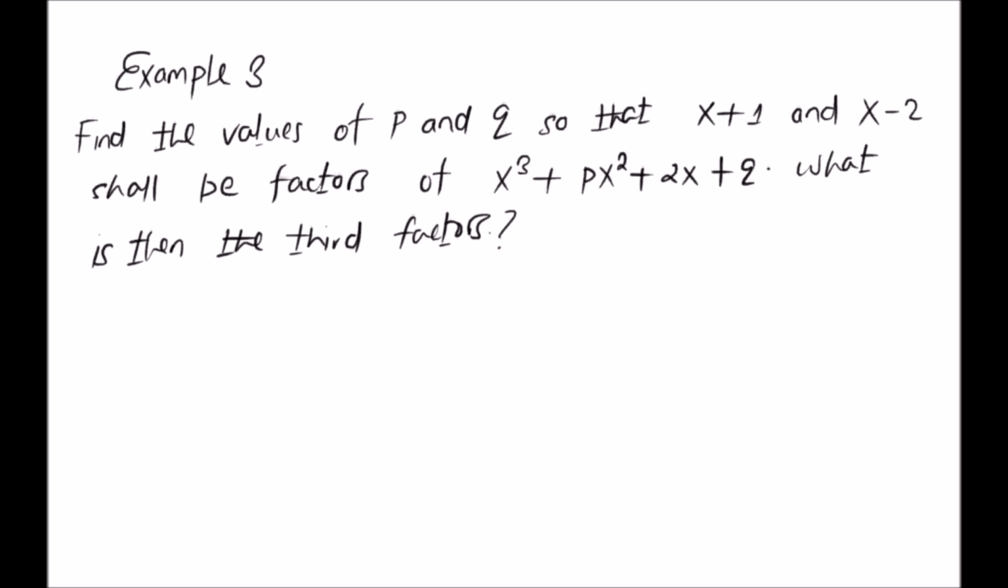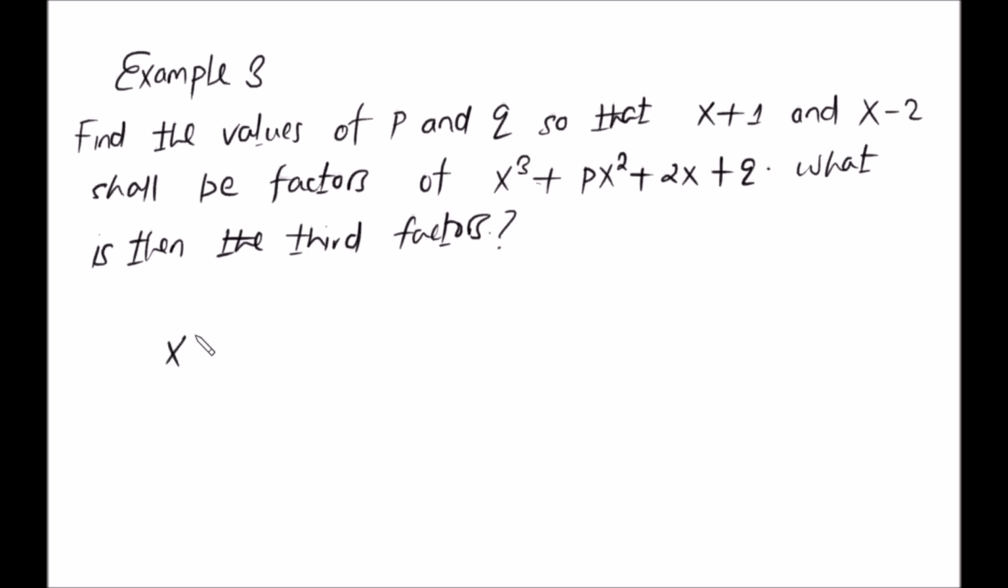Example 3 anasema find the values of p and q so that x plus 1 and x minus 2 shall be factors of x cube plus px square plus 2x plus q. Alafu uhitaji na third factor. So kwa sababu hii ni cubic function itakuwa na factor 3, lakini yeye ametupa 2. Factor maana yake hii cubic function inagawanyika kwa hii x plus 1. Kwa hiyo maana yake remainder ni 0.